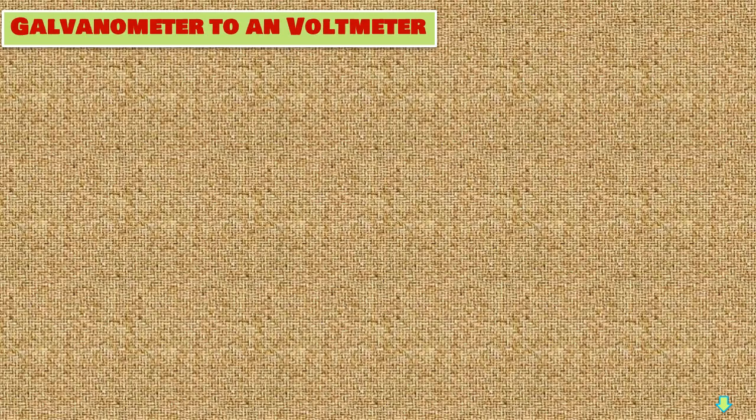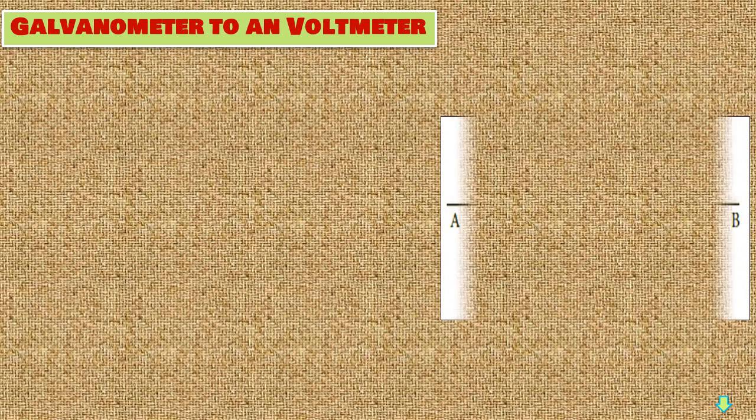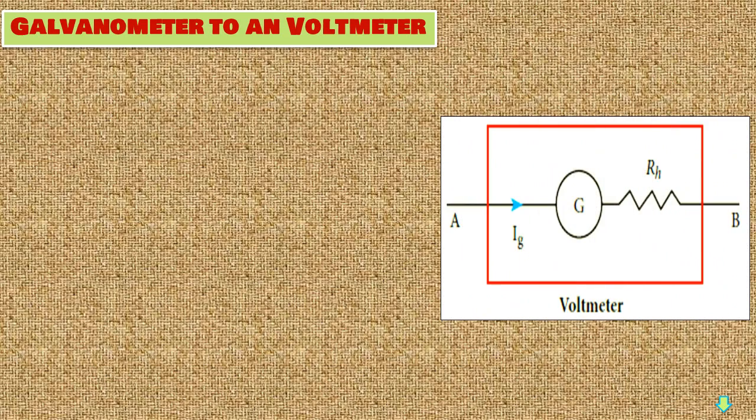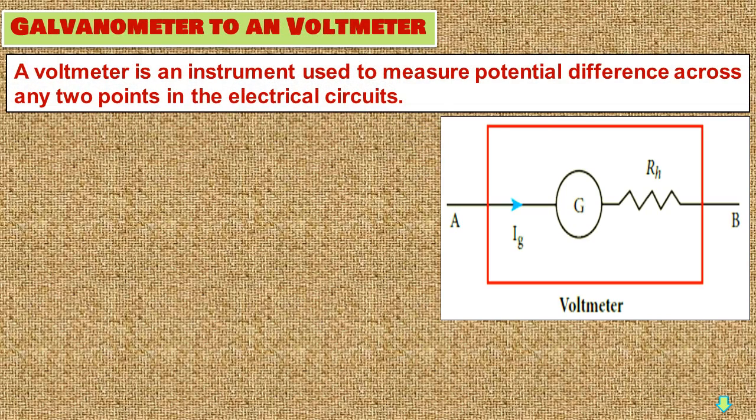Now, galvanometer to voltmeter. A voltmeter is an instrument used to measure potential difference across any 2 points in the electrical circuits. It should not draw any current from the circuit, otherwise the value of potential difference to be measured will change. A voltmeter must have high resistance, and when it is connected in parallel, it will not draw appreciable current, so that it will indicate the true potential difference.